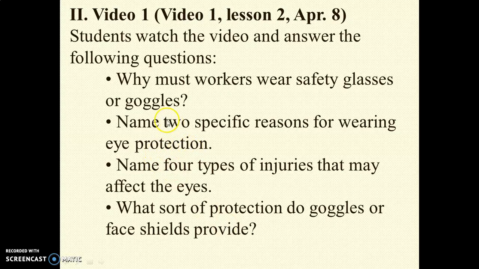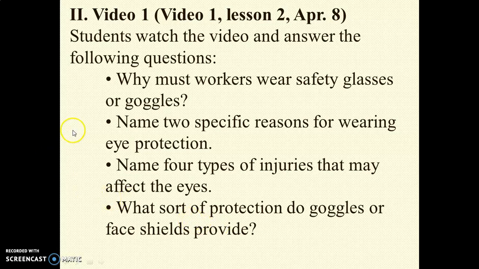Let's move on to the second question. So that's the first question. The second one is a video. So you should watch the video. You will find it on Google Classrooms. The title of the video is Video 1, Lesson 2, April 8. You can watch it 2 or 3 times if you need, and then you should answer these questions. The video is, again, an oral presentation of the lesson. So this tests your listening skills.